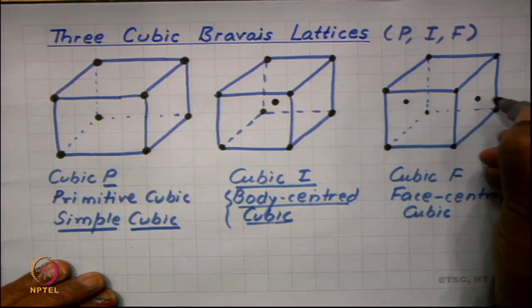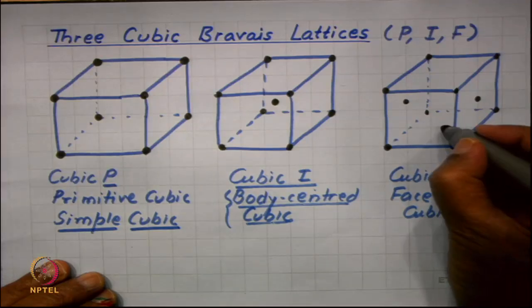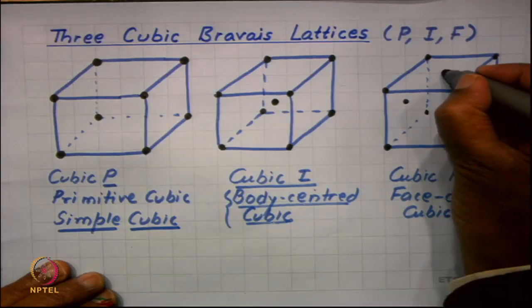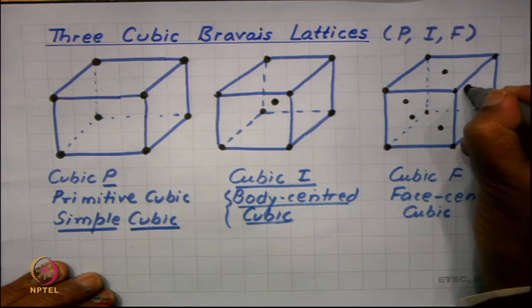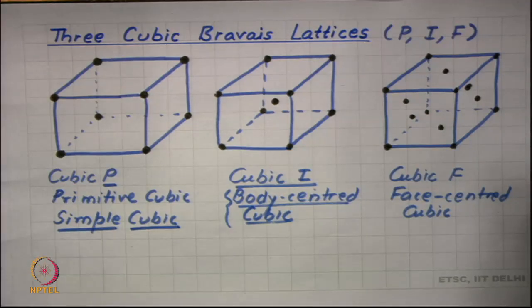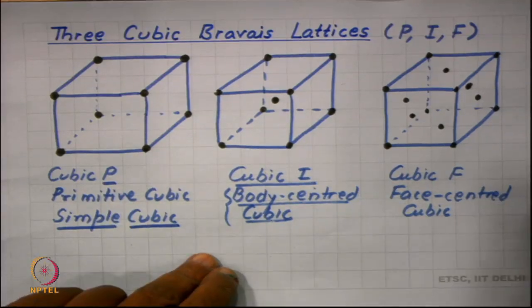So, at the center of left and right face, at the center of bottom and top face, as well as at the center of the front and the back faces. So, all 6 faces will be centered. So, then we will have a cubic F lattice. So, that is the meaning of these symbols and the location of the lattice points.